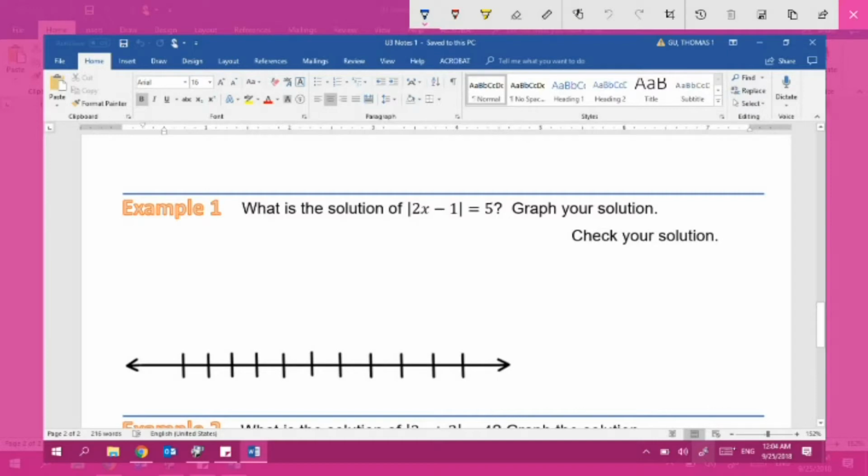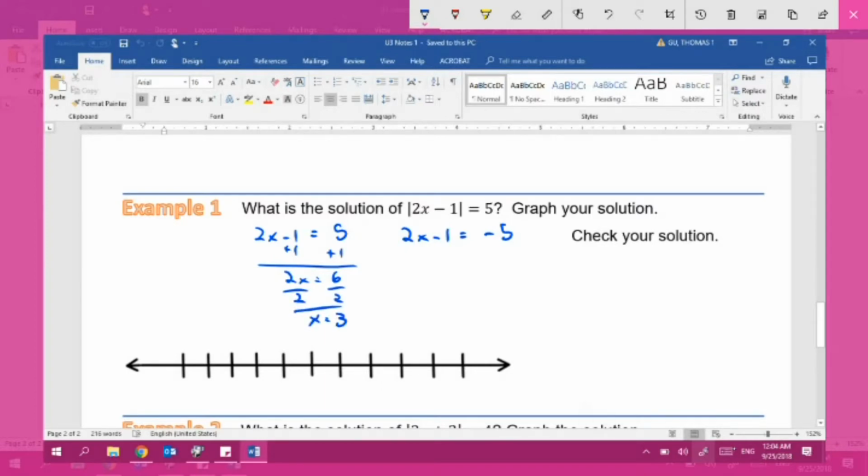So first, let's find the answer. I'm going to use the algebraic method because it's just the quickest and easiest, and the other ones don't really make sense with this. Well, the graphing does, but there's no graph here. So let's do 2x minus 1 equals positive 5, and then 2x minus 1 equals negative 5. And let's solve. We're going to add 1 to both sides, plus 1, plus 1. 2x equals 6. 5 plus 1 is 6. Divided by 2, x equals 3.